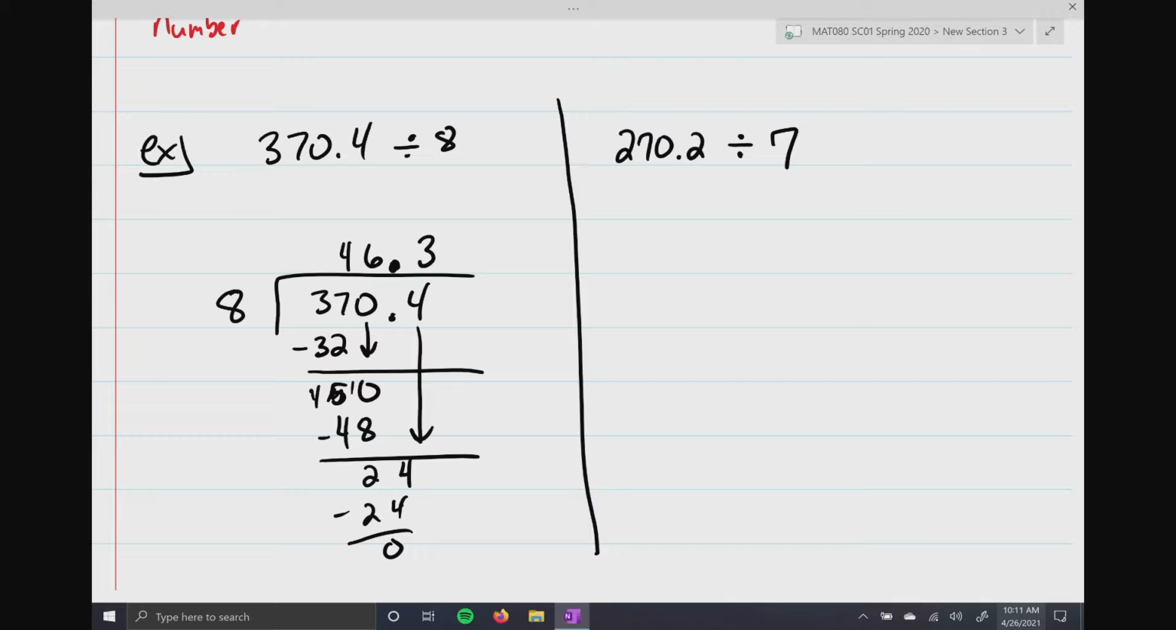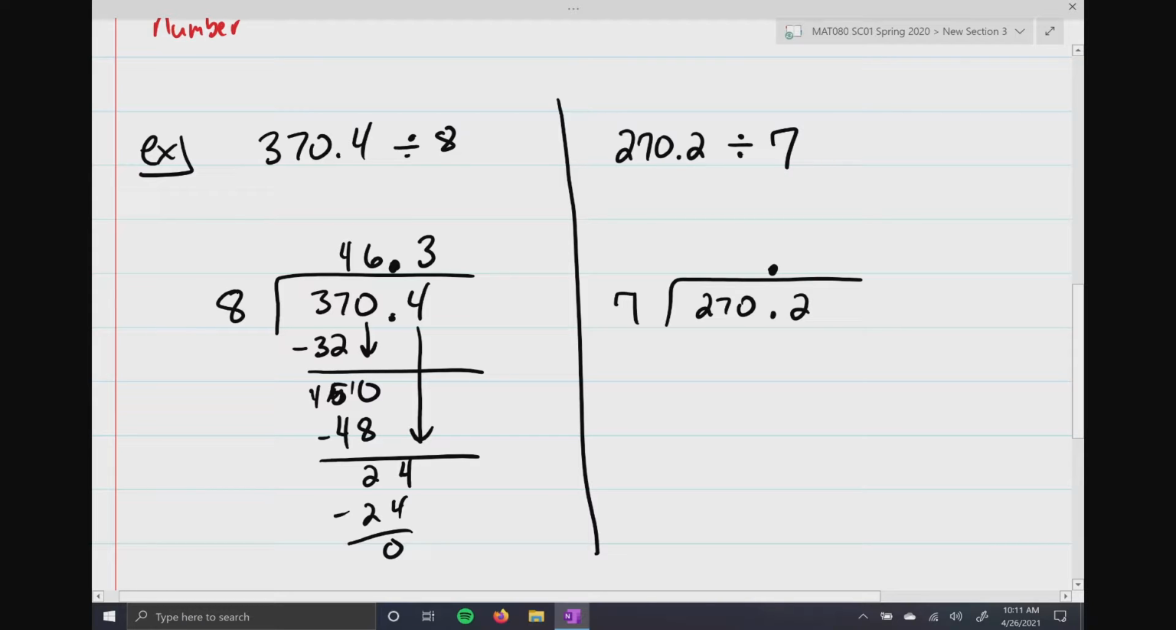Okay, so let's go over this one together. First, let's set it up. 7 goes on the outside. I'm going to give myself a little bit more space. So I have 7 goes into 270.2. Now, do I have to worry about moving a decimal? Yes or no? No. Very good. That's key. So I write the decimal directly above. Now it's just a matter of doing the math.